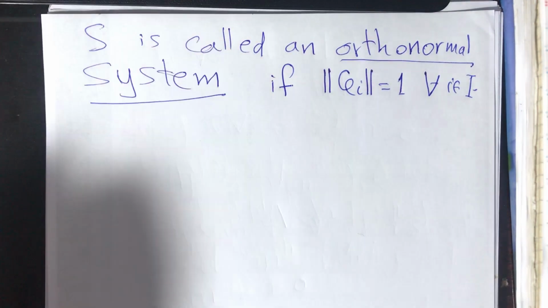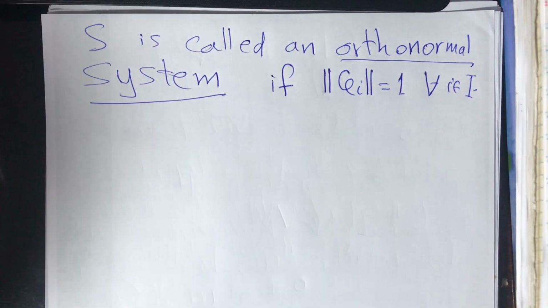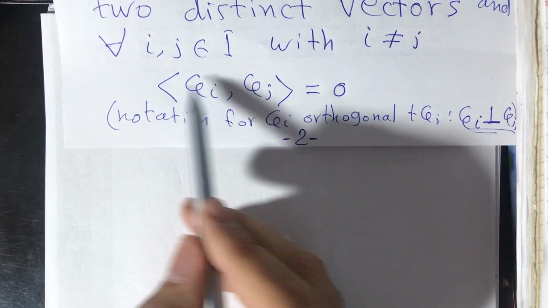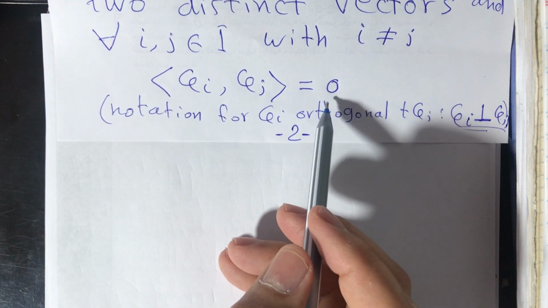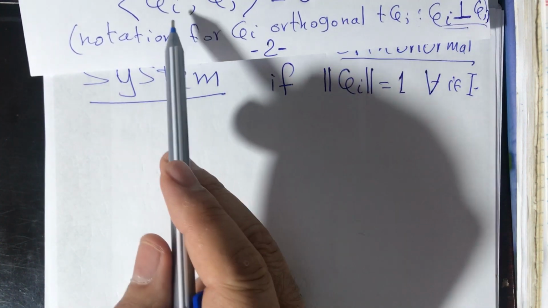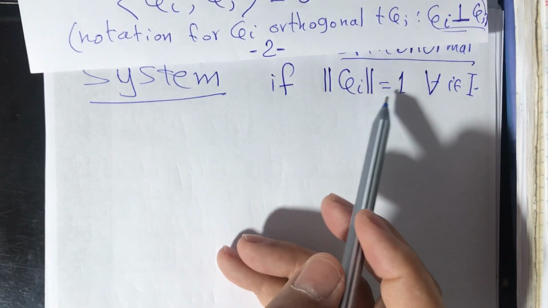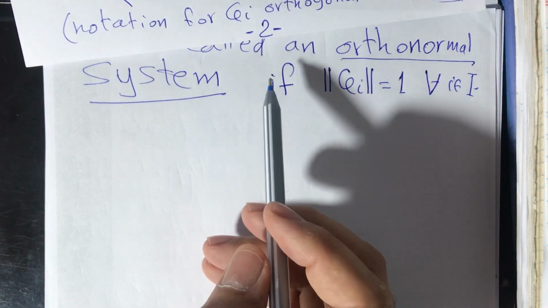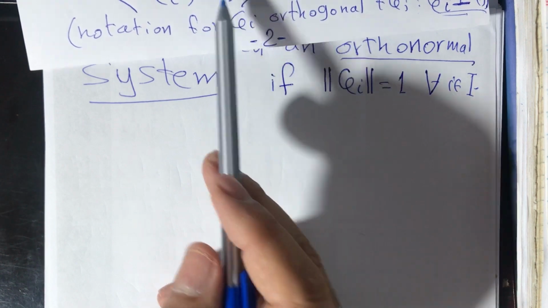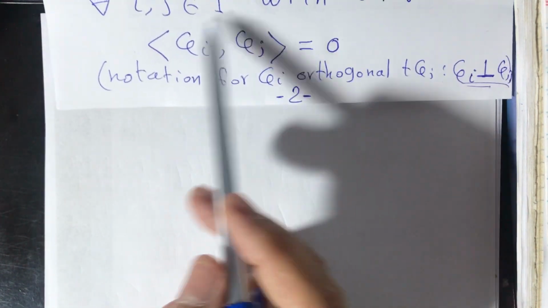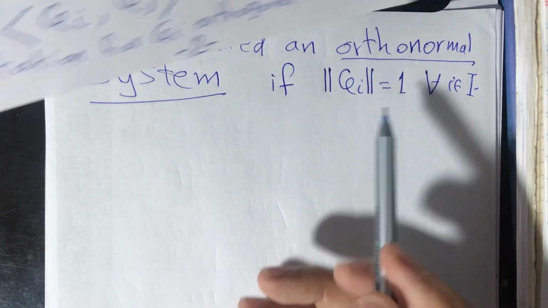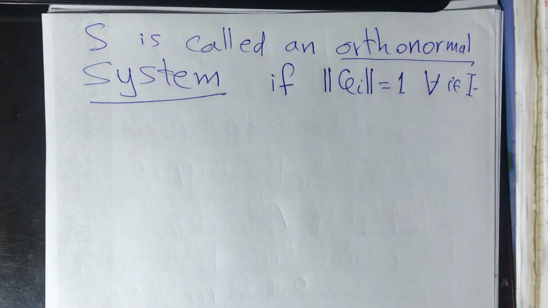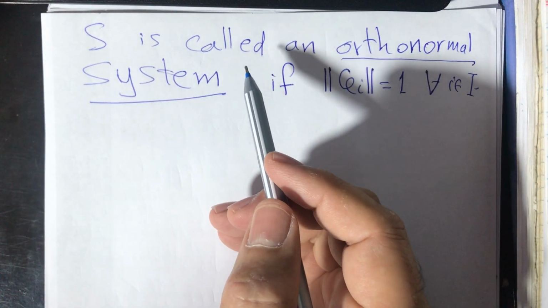Now, an orthonormal system means that for any two different vectors the inner product is equal to zero, and the inner product of a vector with itself is equal to one. So we call this system an orthonormal system. It has to satisfy both conditions: this equals zero, and this norm of phi I equals one. Now we take a remark.